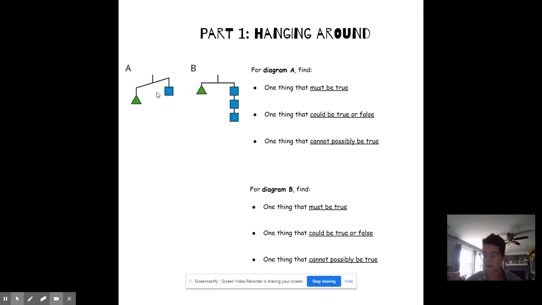For diagram B, one thing that must be true, well, one triangle is the same weight as 3 squares, so we could say that. We could also say that one triangle is heavier than one square because it took 3 squares to balance it out.